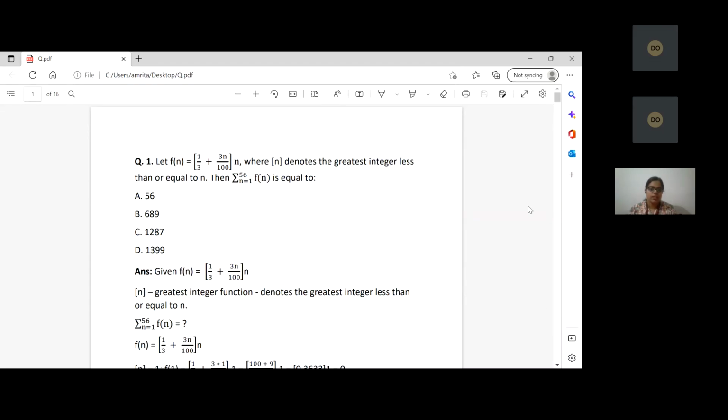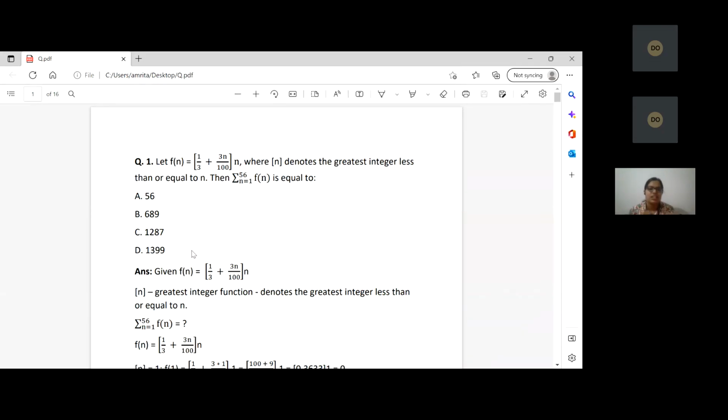I'll read out question number 1. Let f of n equal 1 by 3 plus 3n by 100, multiplied by n, where n denotes the greatest integer less than or equal to n. We need to find sigma n equal to 1 to 56 of f of n. We have 4 options here.